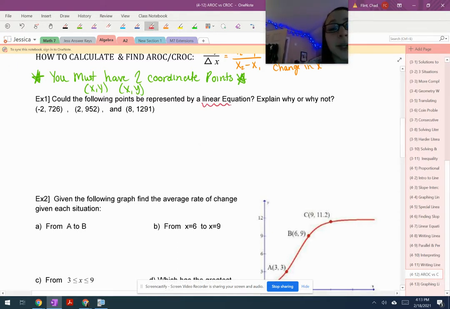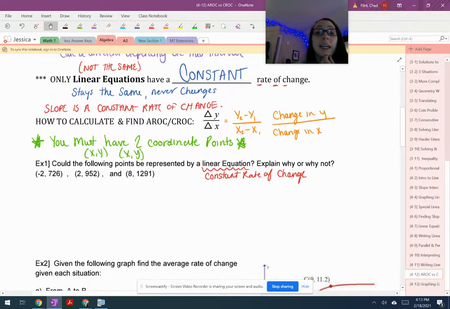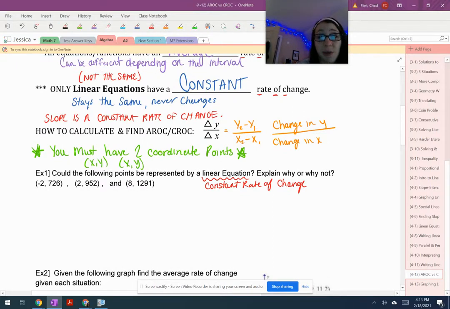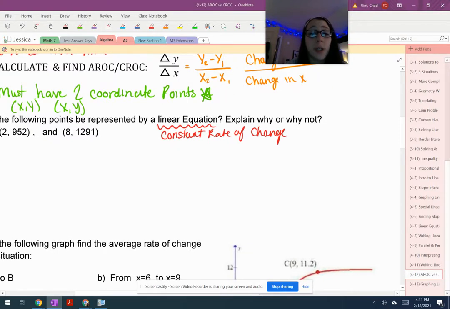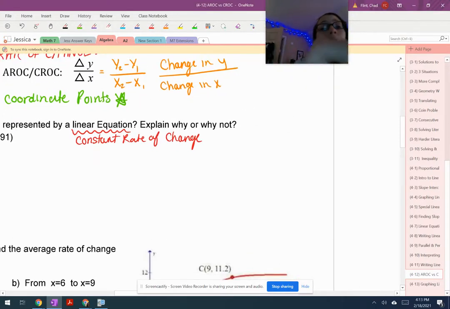I know linear equations have what is called a constant rate of change, right? Meaning that if I were to go and find the slope between those points, I would have something equal if it was supposed to be linear. So that's basically what we're going to do here. When we're doing this, though, hate to burst your bubble, but you do need to try all 3 points.